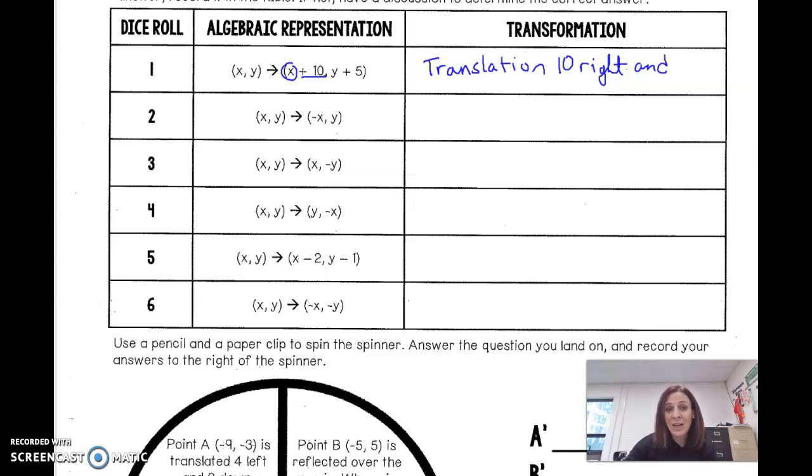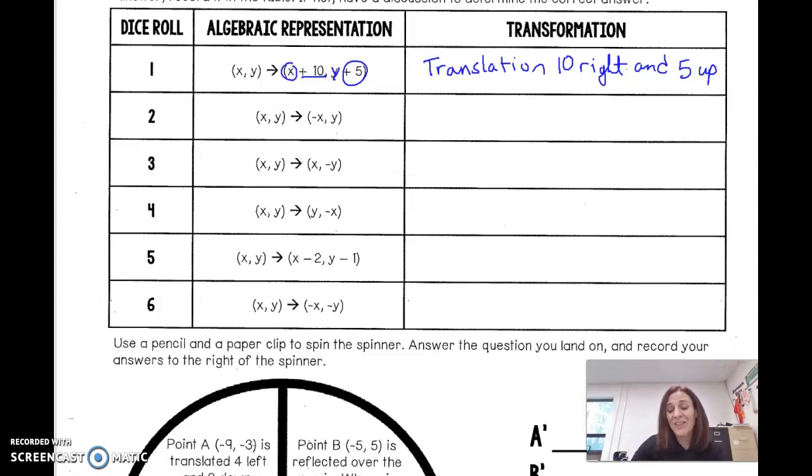and here's our y, we're adding 5 to it. Y is our up and down movement. Since it's plus 5, we're going to go 5 up. So not only do we have the transformation listed, we're specifically saying what it's doing.